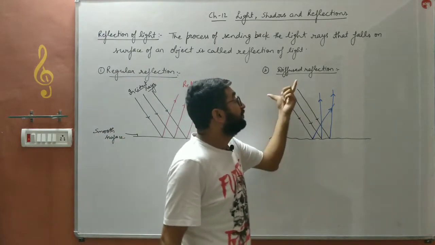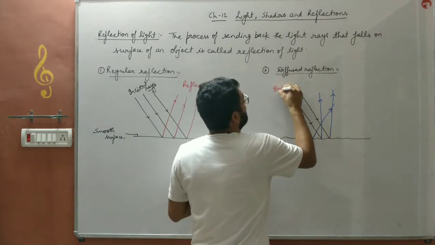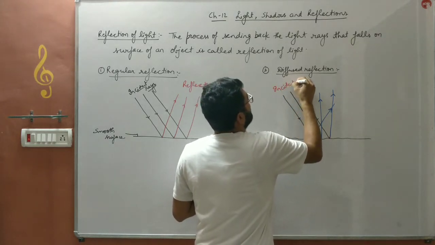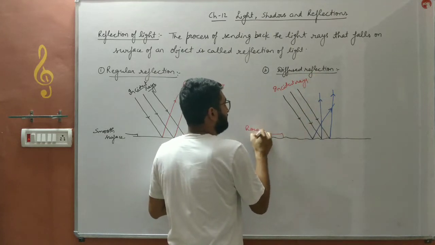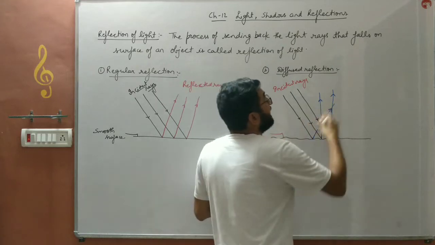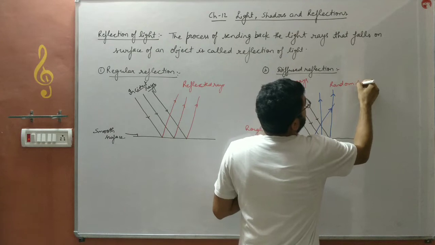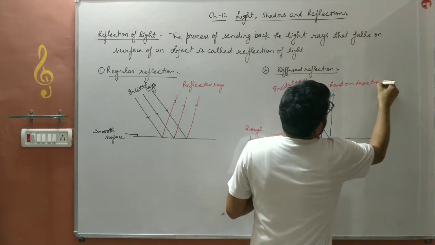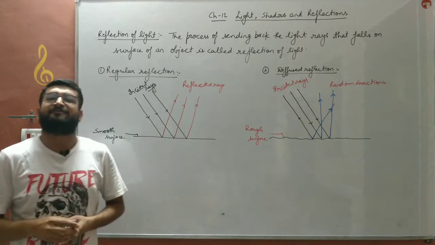Whereas in the diffused or irregular reflection, the incident parallel rays which come and strike on this rough surface will reflect, will bend back in random directions. So that type of reflection is known as diffused reflection.